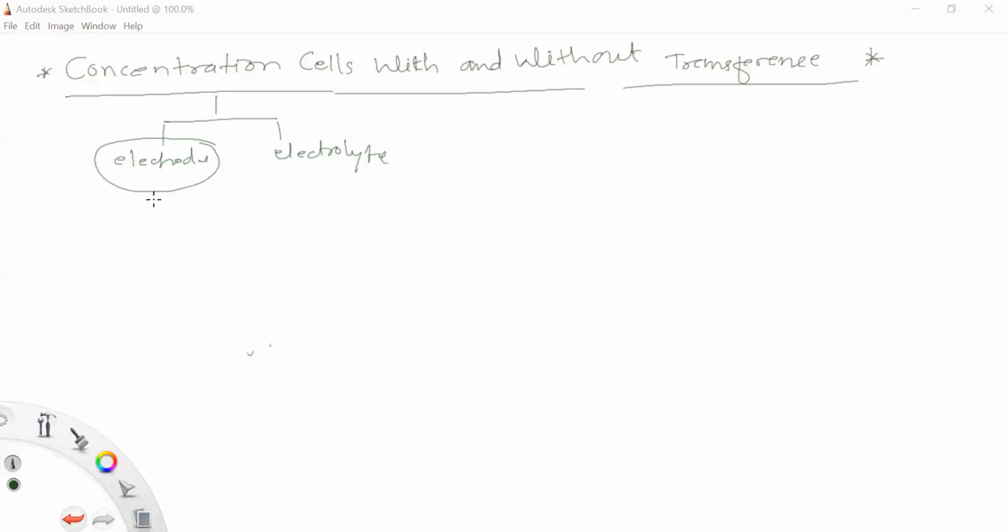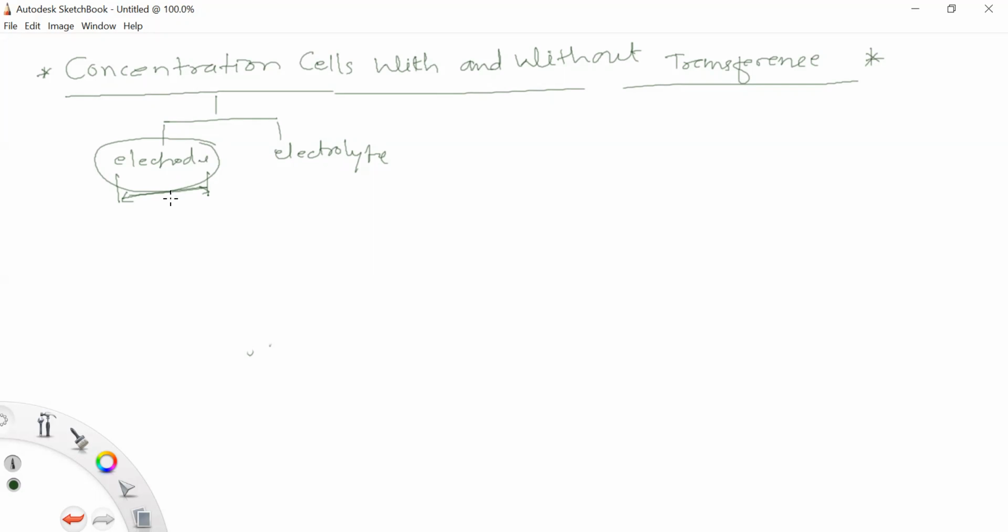This is a very important thing: the concentration difference between these two electrodes. In that case only, the electrolytic solution is the same, but there is a concentration difference between these two electrodes. Here is one electrode, here is the other electrode, and between them there is a concentration difference. And when will that concentration difference exist? When one of the electrodes is gaseous or one of the electrodes is an amalgam electrode. So these two electrodes have some difference between their concentrations, right?